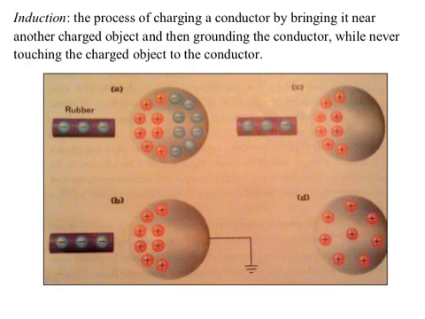Okay, so induction is an interesting process that involves no contact. And what we're going to see here is that induction is the process of charging a conductor, but just by bringing it near another charged object and then grounding the conductor. But you're never going to touch it. So let's take a look at the example here.